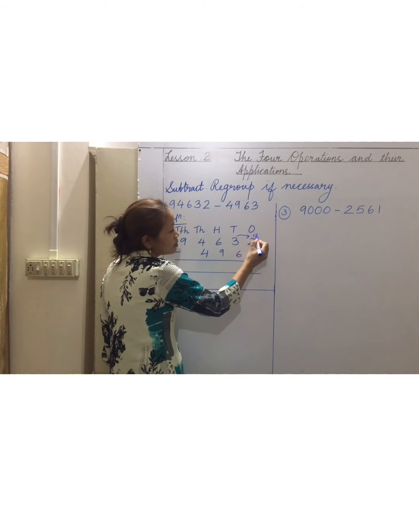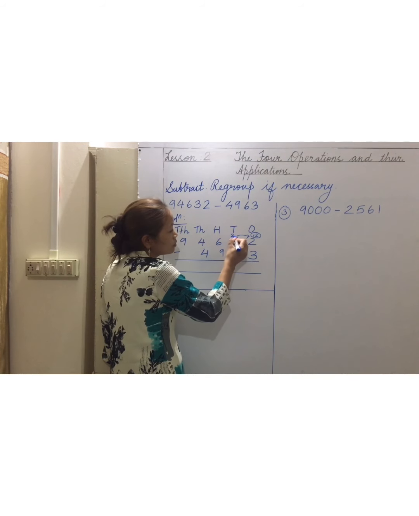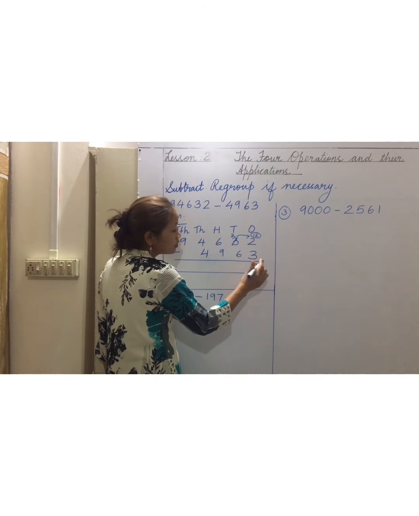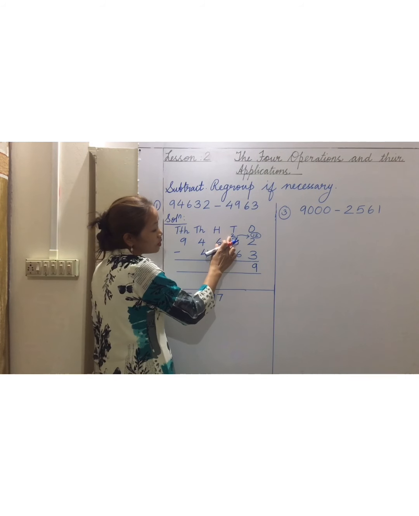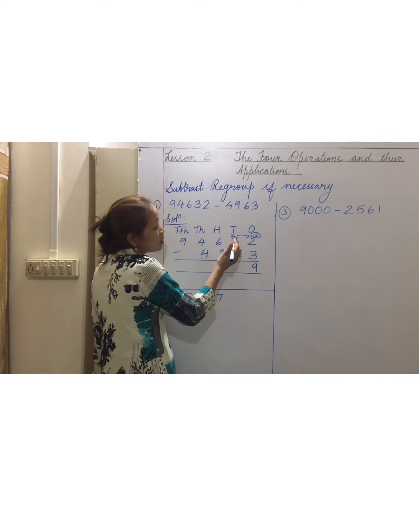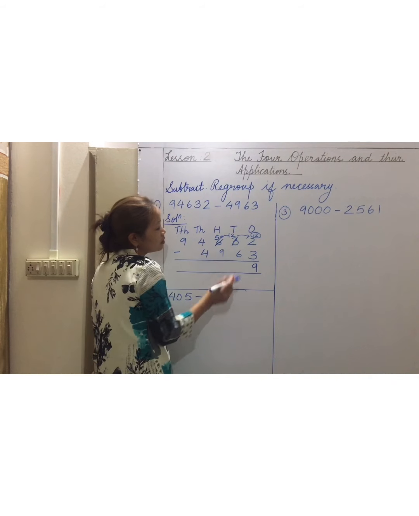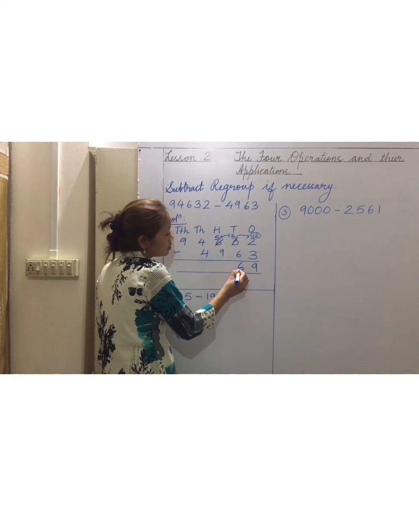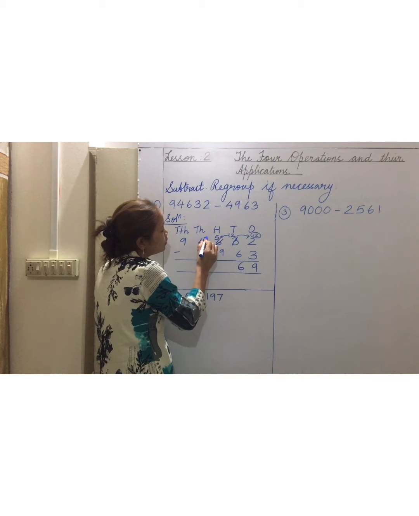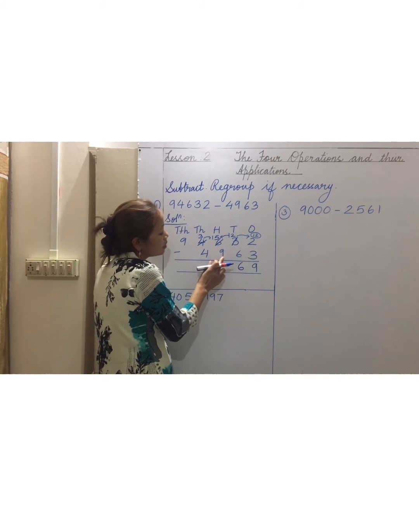And then this becomes 12, right? And this becomes 2, remember, right? 12 minus 3 is 9. Then this becomes 2, and we need to subtract 6, so we borrow again. It becomes 12 and this becomes 5. Right? 12 minus 6 is 6. Then 5 minus 9, we need to borrow again. It becomes 15 and this becomes 3. Right? 15 minus 9 is 6.